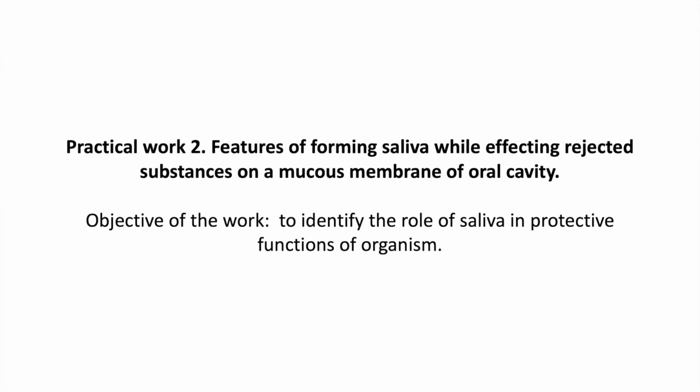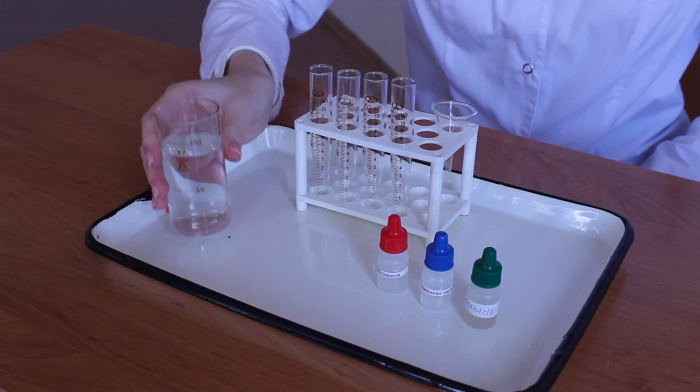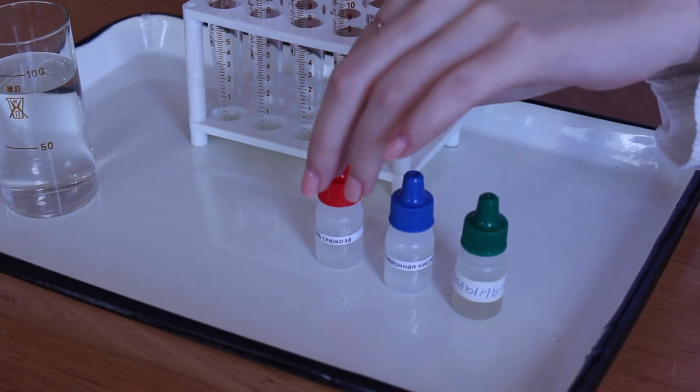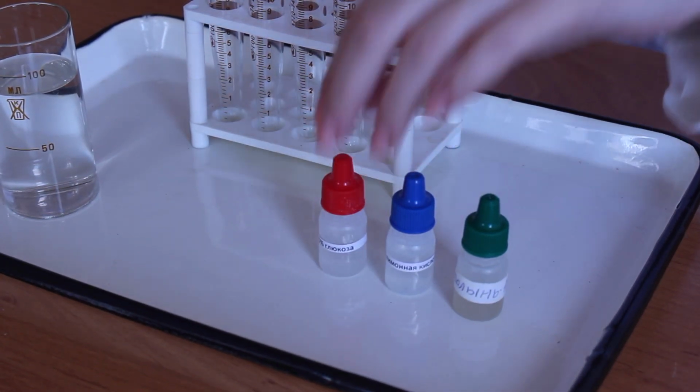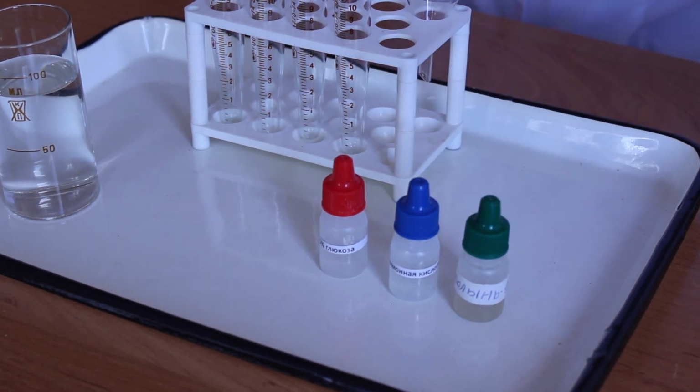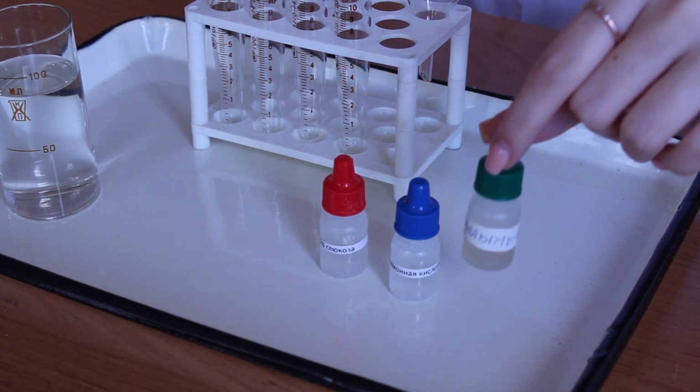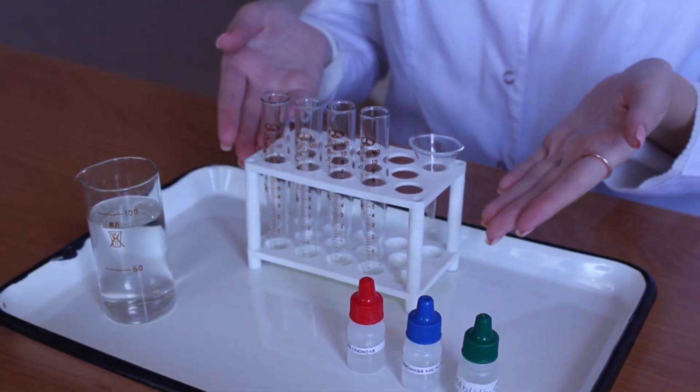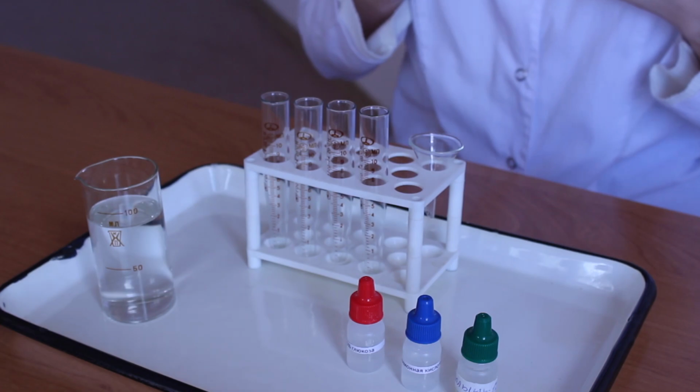Practical work number 2. Features of forming saliva while affecting rejected substances on the mucous membrane of the oral cavity. For the work we need distilled water, 5% solution of glucose, lemon juice, a solution of bitterness or salt, 3 tubes with divisions, a tripod.